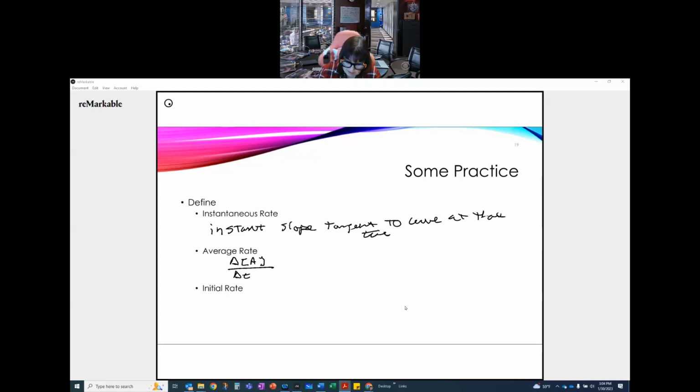My initial rate is the instantaneous slope of the tangent to the curve at t equals 0. So my time equals 0. Cool. I can define those things. And you might be asked, what else can we talk about?